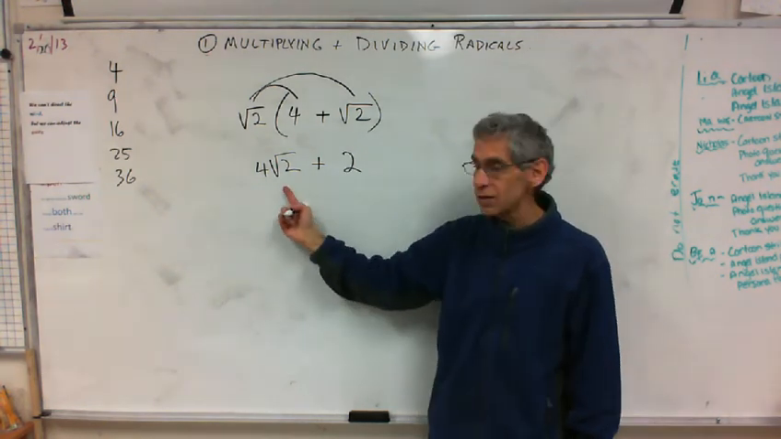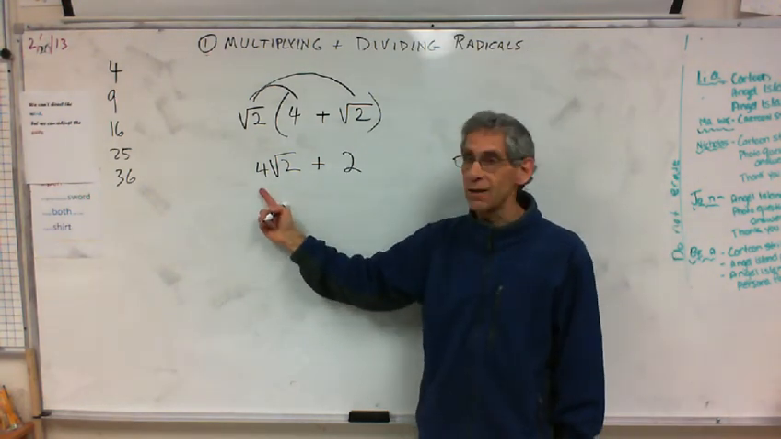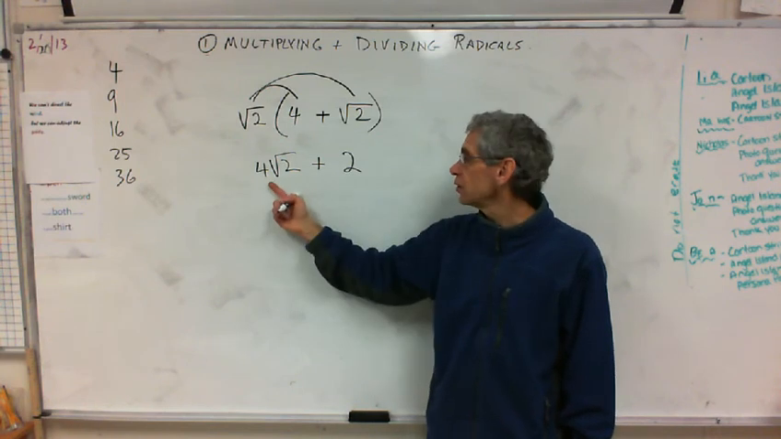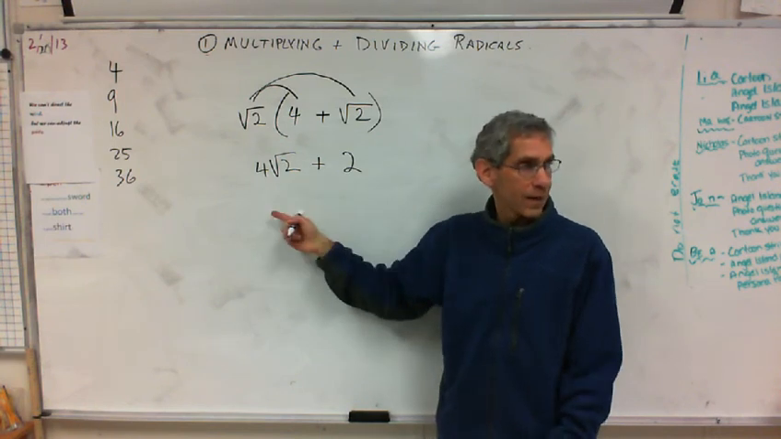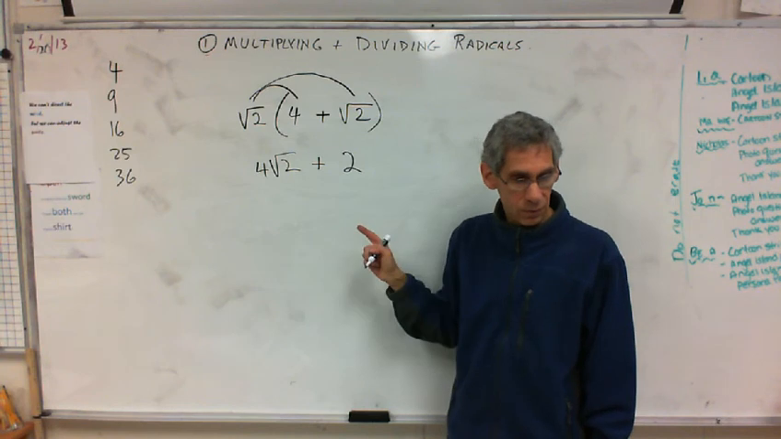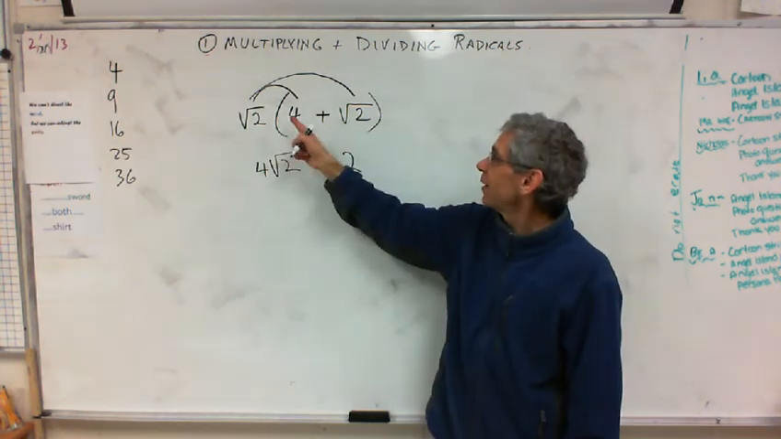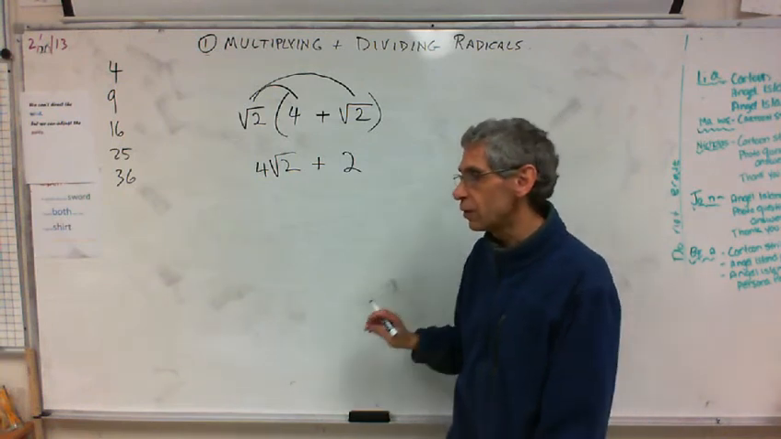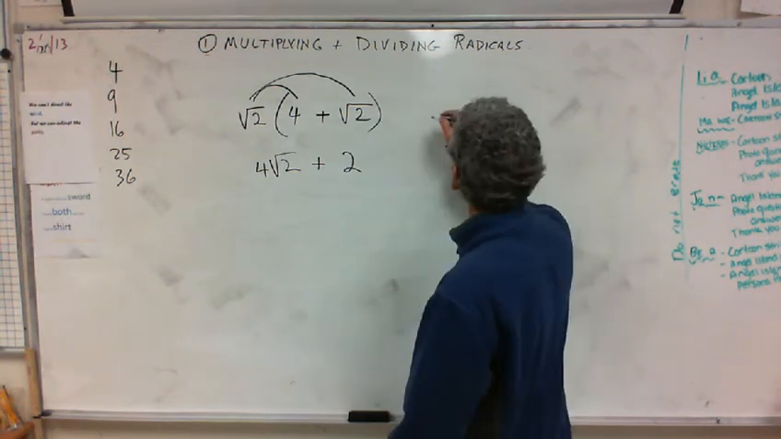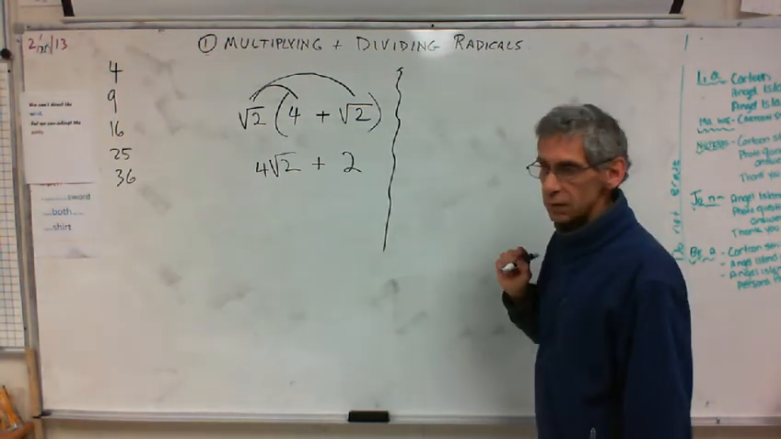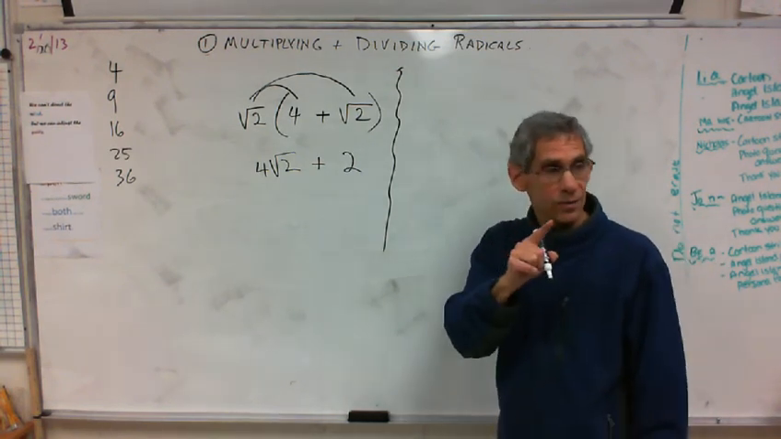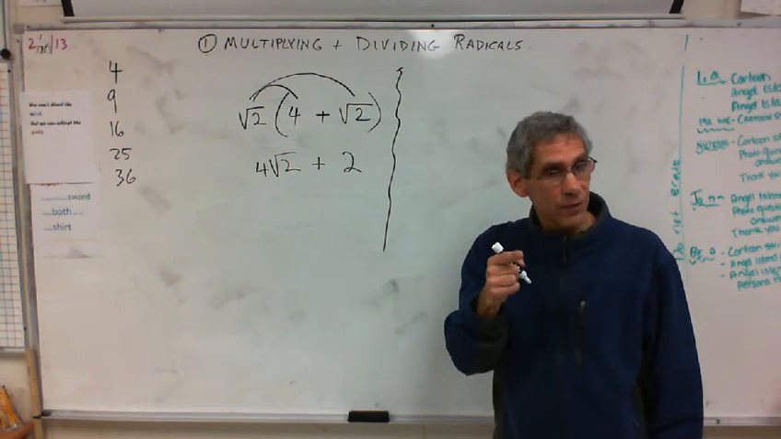There's nothing else. These are not like terms. I can't say that it is 6 square root of 2 or 4 square root of 4. You can't combine these. Right? You see what I mean? All I did was that and then plus that. Pretty straightforward. Now, sometimes you get this, though, where you do have to simplify afterwards.